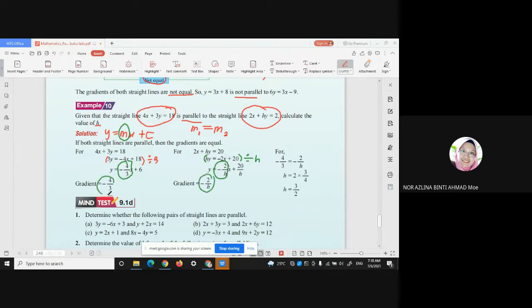Just now from the example, from this sentence, the lines are parallel. So we know if parallel, m1 equals m2. So negative 4 over 3 equals negative 2 over h. So we bring h to the left hand side, and here we bring 3 over 4 to the right hand side, negative 3 over 4. So h equals negative 2 multiplied by negative 3 over 4. Negative and negative become positive. So 2 times 3, 6 over 4, or you can simplify, cancel 2. So final answer 3 over 2. That is the value of h.